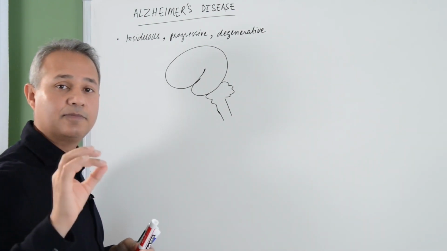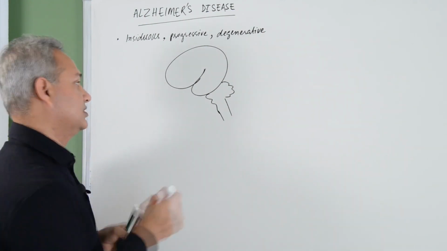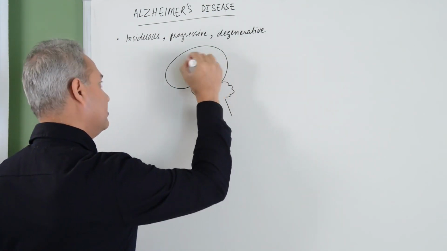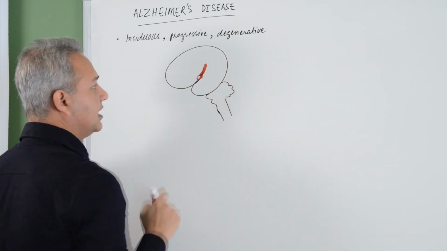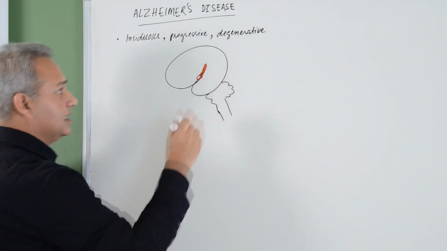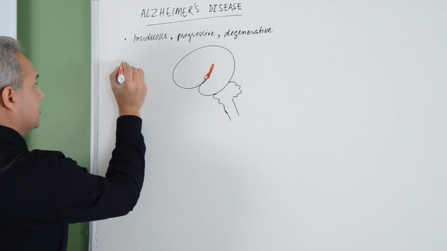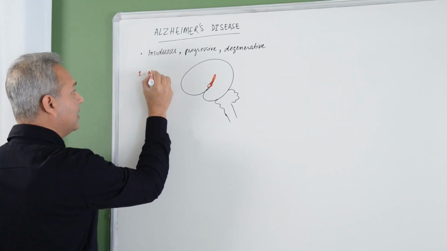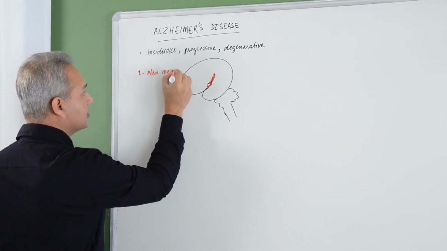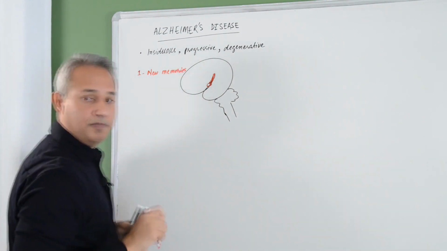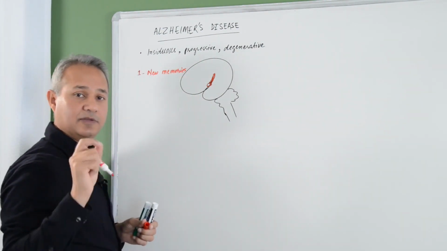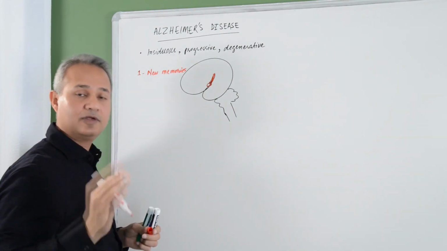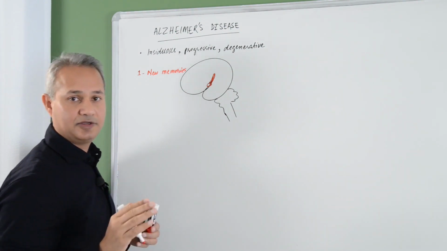Alzheimer's starts from the hippocampus. So this is an area somewhere over here, the hippocampus, and it goes up and out. The hippocampus is important, so I'm going to put that here. This is really important. The hippocampus is important for making new memories. So the patient who is developing Alzheimer's, the very first problem that would appear is the problem with the memory.